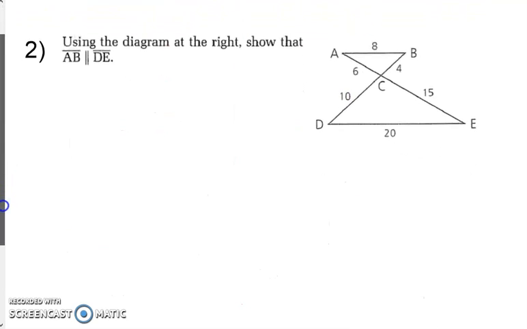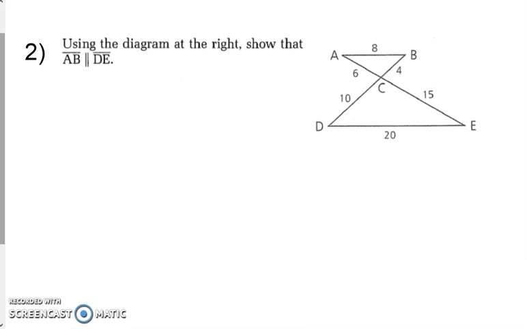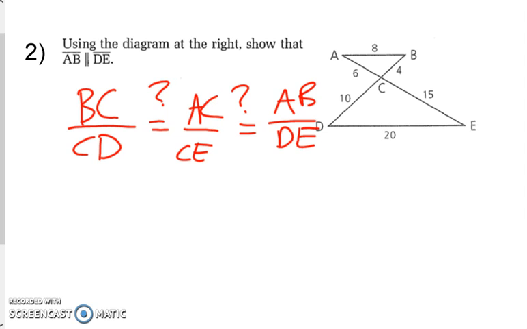Second problem here, not a proof. It's just asking us to show that AB and DE are parallel. So the way we're going to show this is by first showing that these two triangles are similar. Since we have all the sides, let's show that all the sides are proportional. So I'm going to go ahead and do that, and then I'll unpause. Okay? So this is our setup. This is what I want to try and show, that these ratios are proportional.